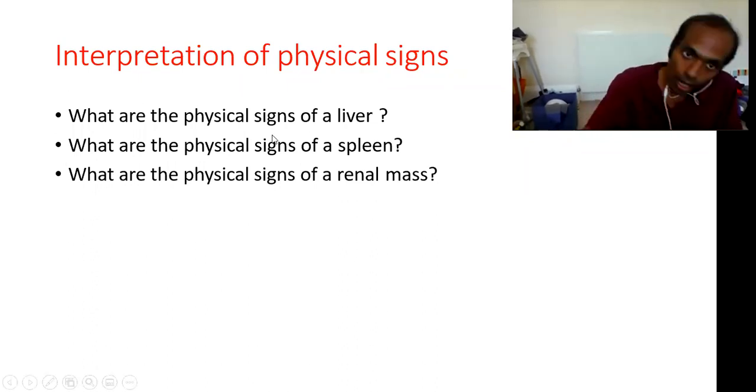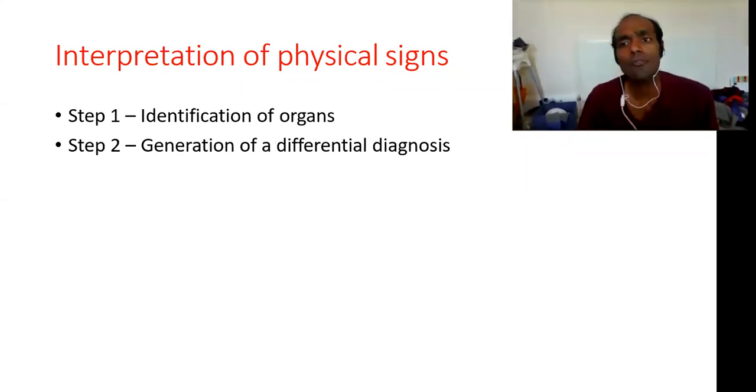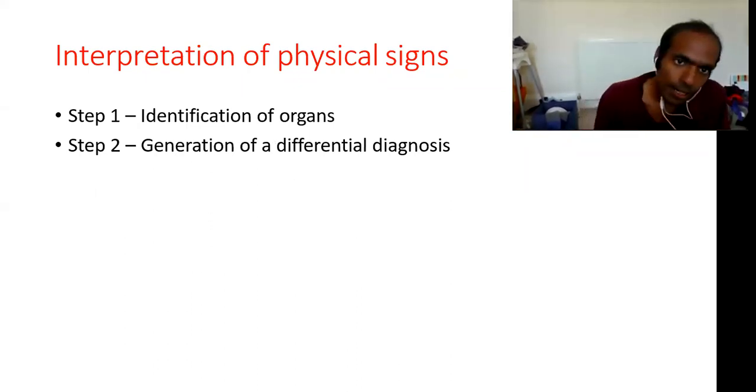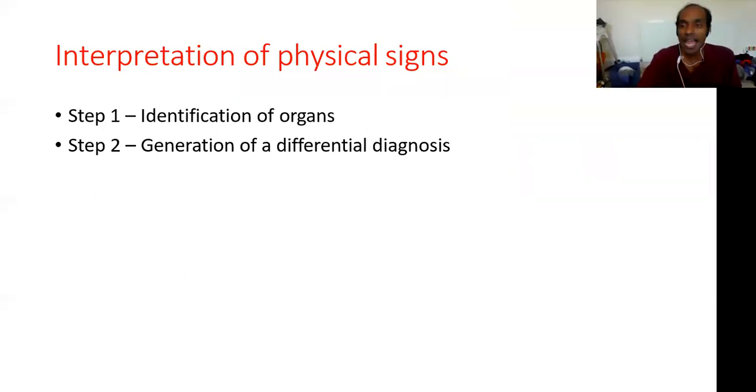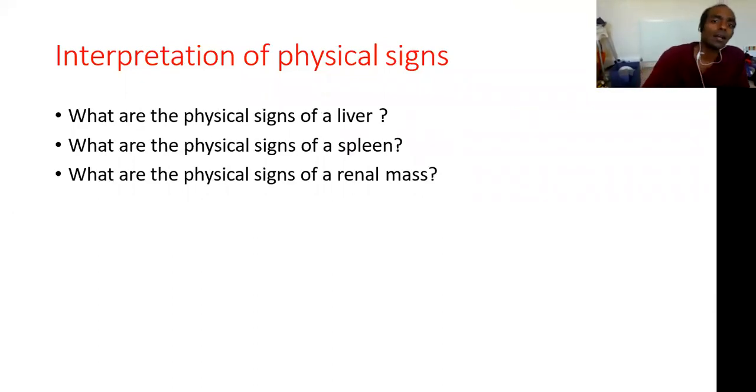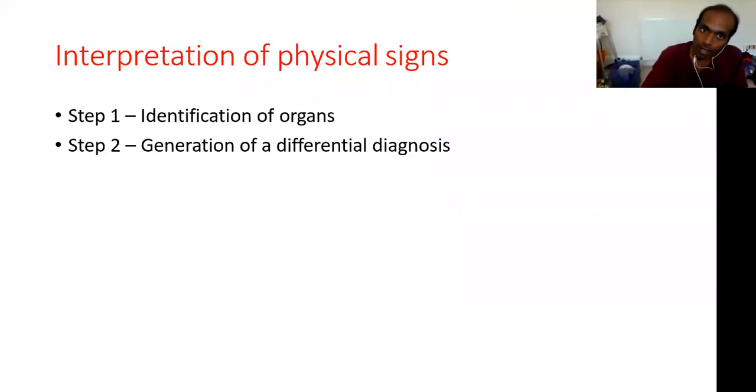So I told you the first step was to identify organomegaly, and we have done that. At the exam, sometimes you get an ascites case where there are no organs to palpate, so don't worry too much about that. But commonly you get organomegaly patients. So once you identify the organ, the next step is to generate a differential diagnosis.